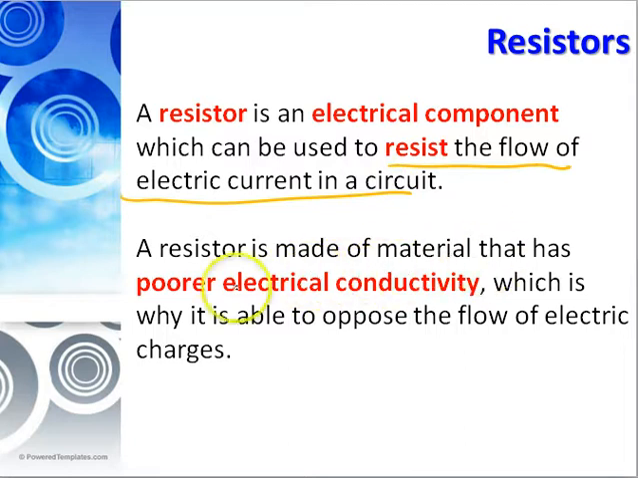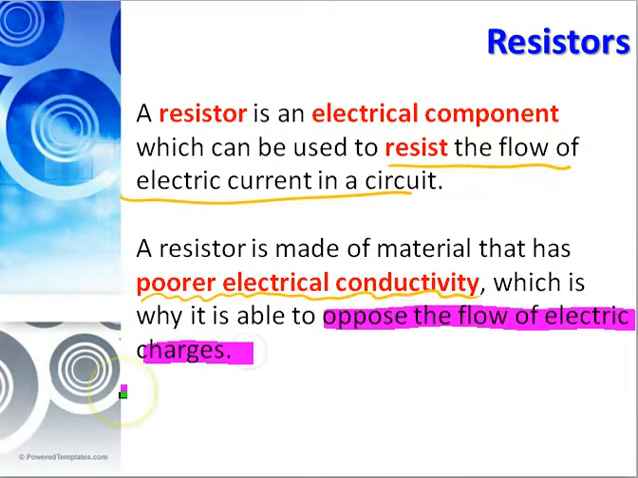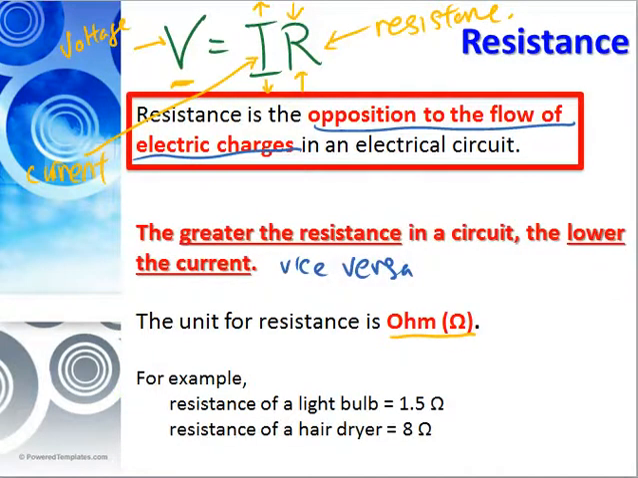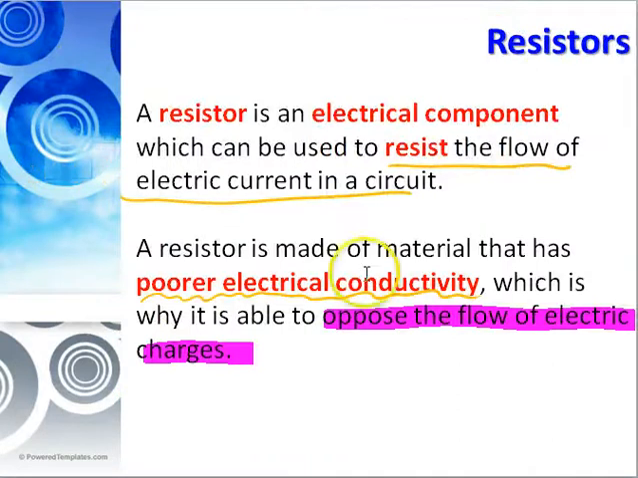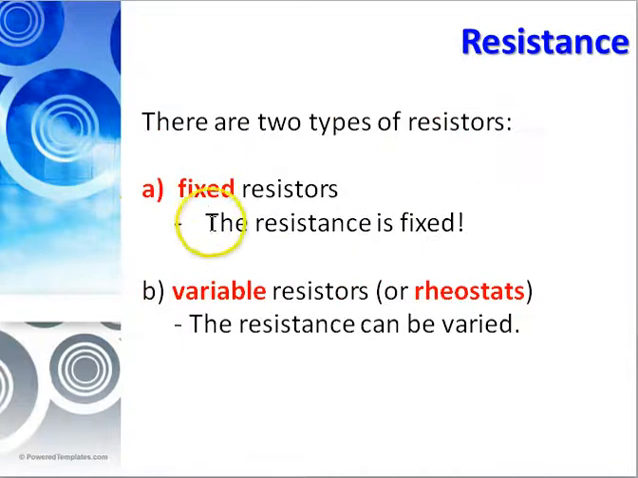A resistor is actually made of material that has poorer electrical conductivity. So that's why it can oppose the flow of electricity, of the electric charges. So take note here, resistance is the opposition of flow. It's made out of a poorer electrical conductor to oppose the flow. In real life, there are two kinds of resistors. One, we call a fixed resistor, where the resistance is fixed. That means if it's a 5 ohm resistor, it will forever be fixed at 5 ohm. It doesn't change. The other one is the variable resistor, which means that the resistance can be varied. So how do they look like?